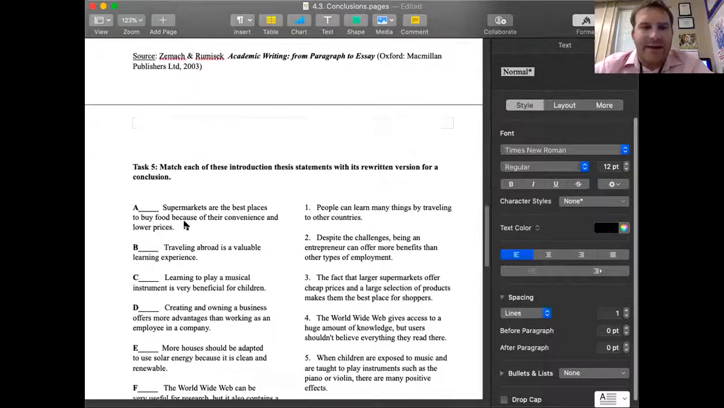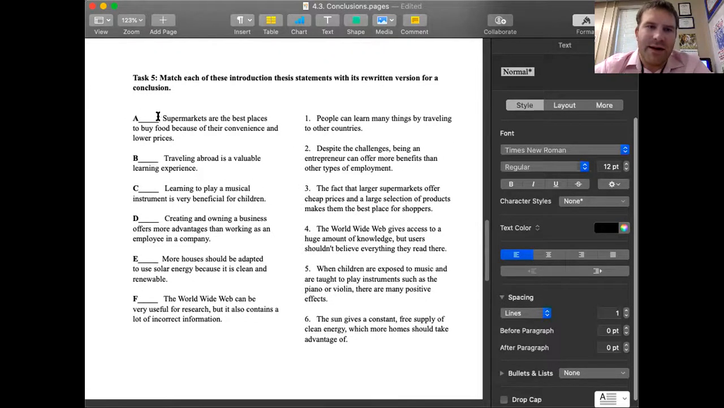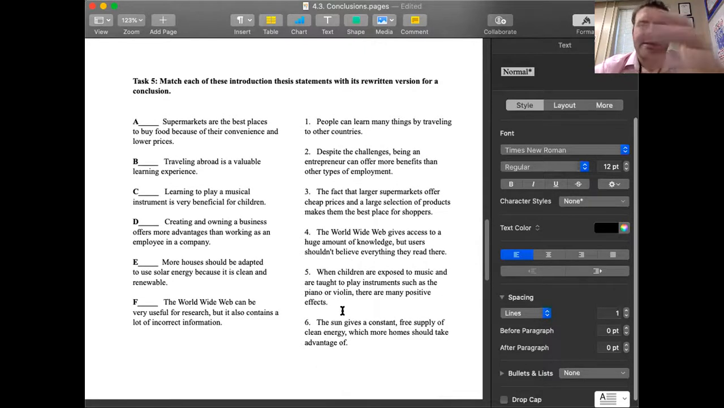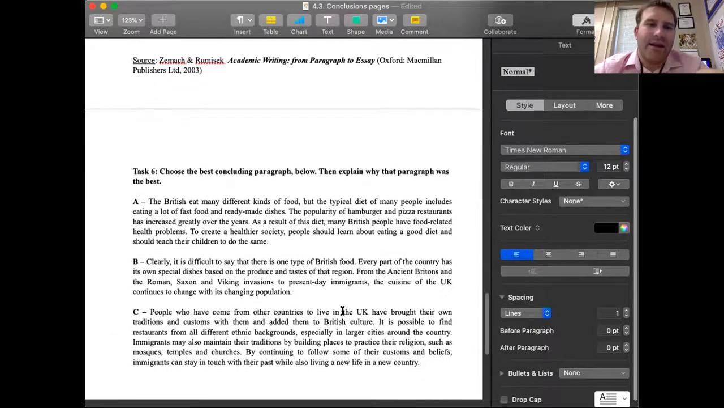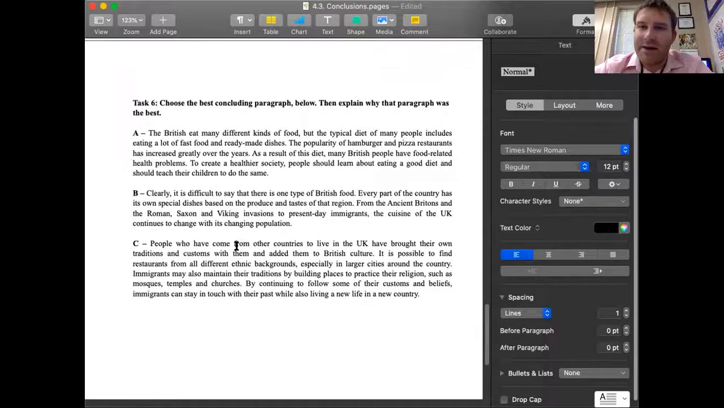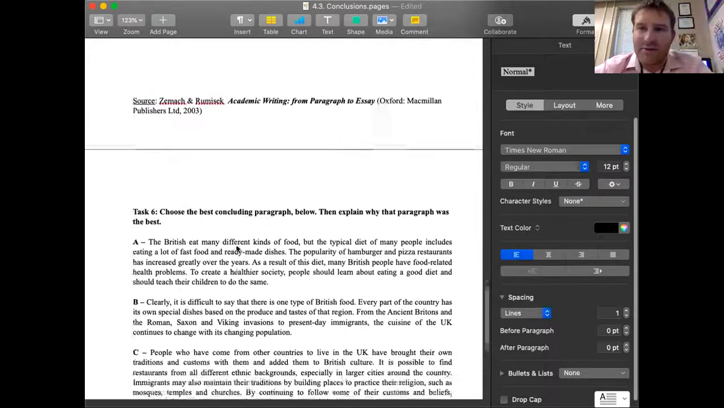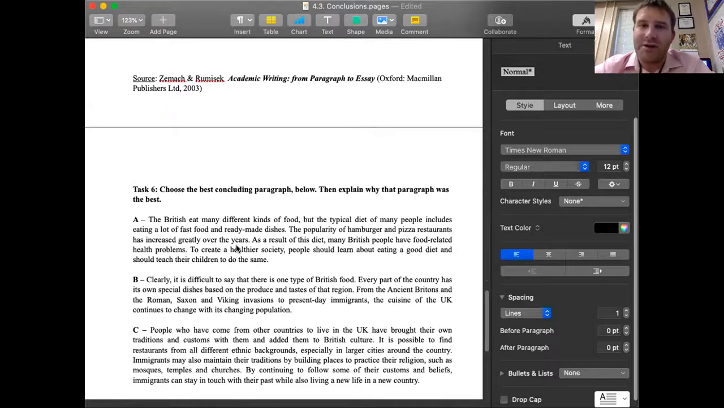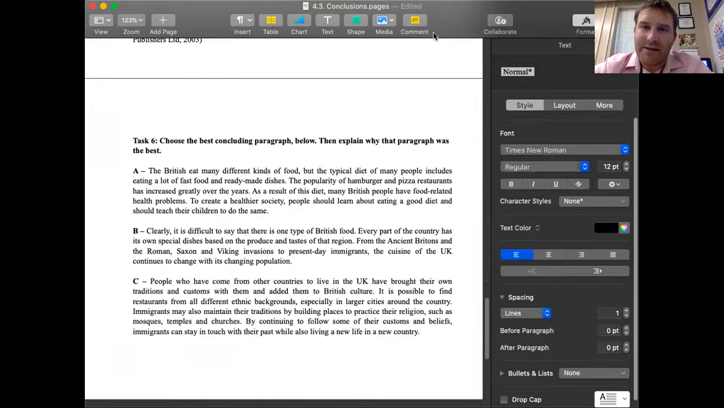Then task 5, match each of these introduction thesis statements to its rewritten version in the conclusion. So you just put A, whatever, number 11, B, 7, that stuff. And then task 6, I want you to choose the best concluding paragraph below, and then explain why that paragraph was the best. There's no essay that goes along with it. Just read based on what the conclusion gives you. You tell me which one is the best.